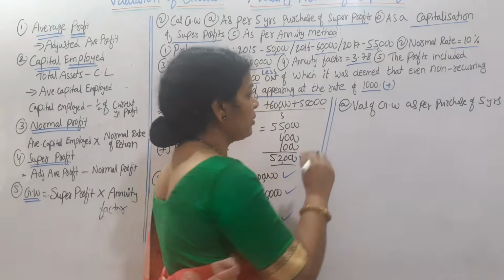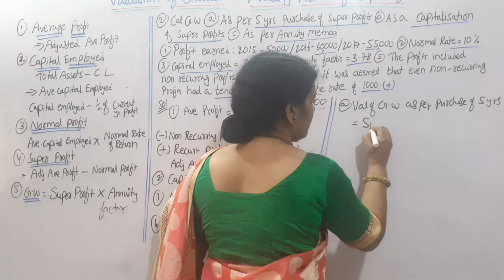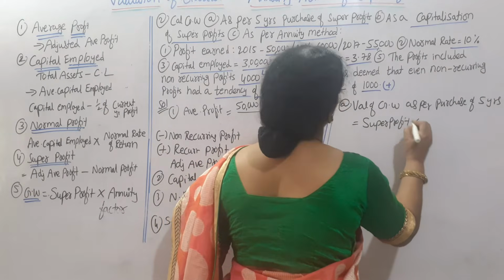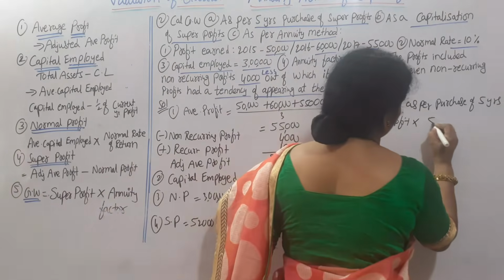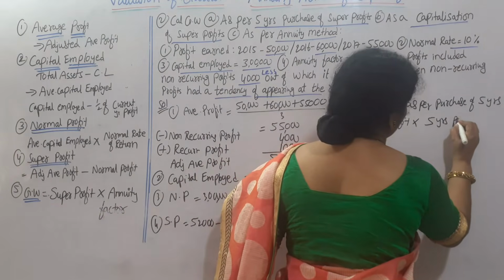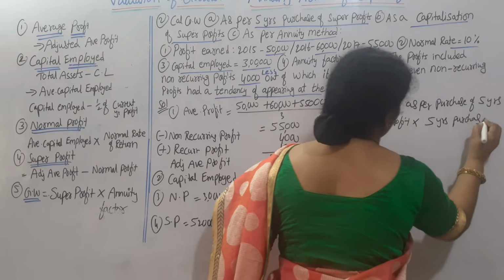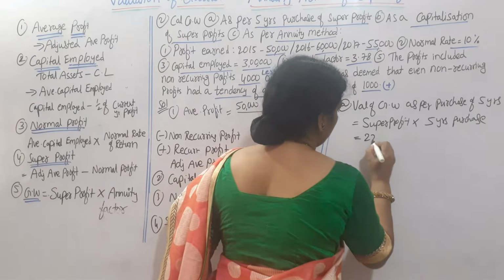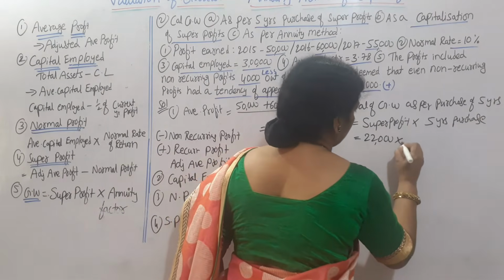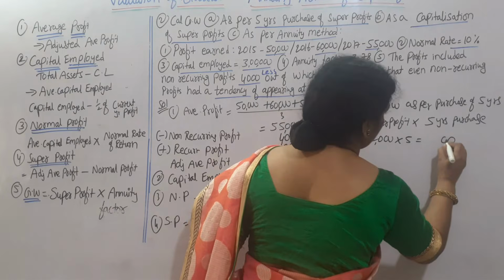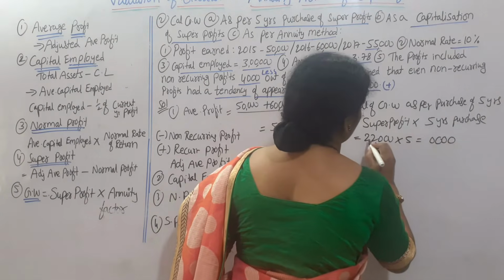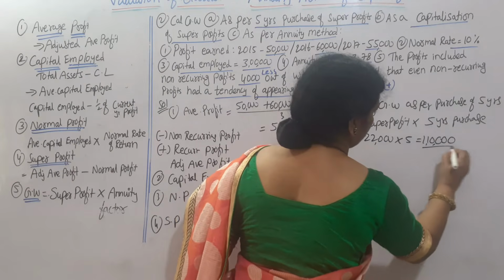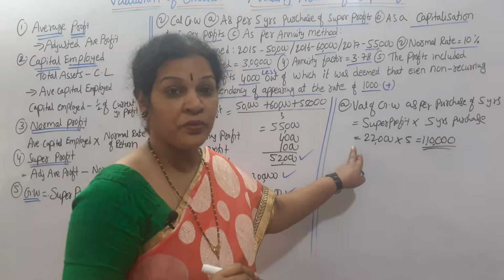Do you remember the formula? What is the formula? Super profit into 5 years purchase. Super profit is here, we got it 22,000. 22,000 into 5, one lakh 10,000 you are getting. So this is as per the first method.